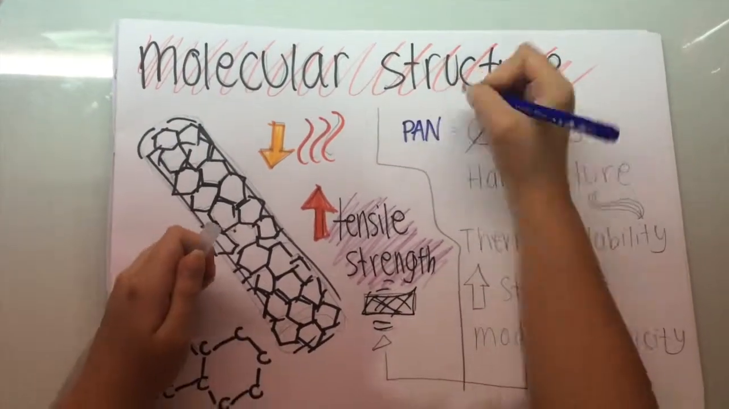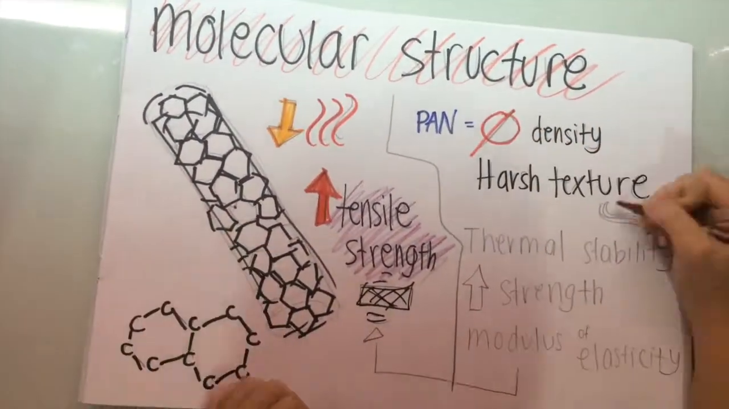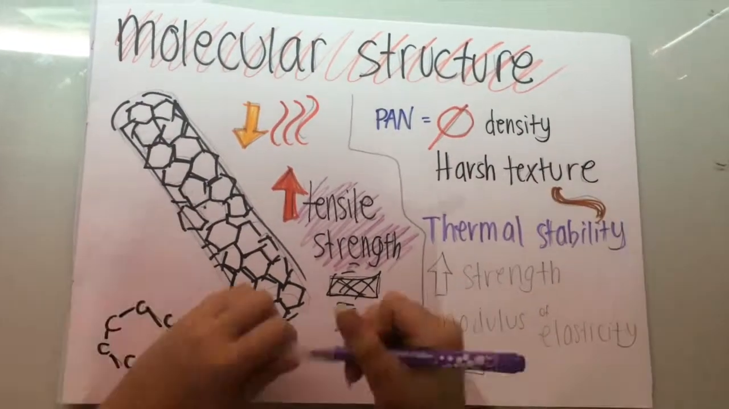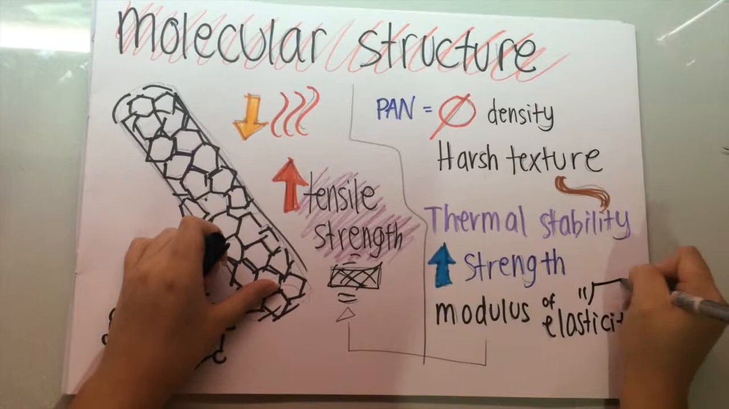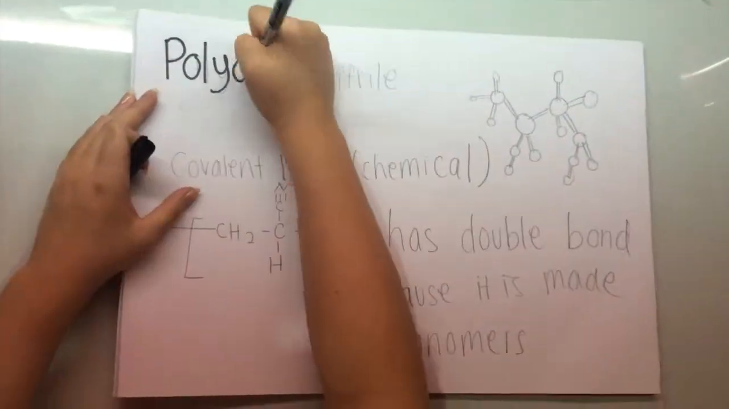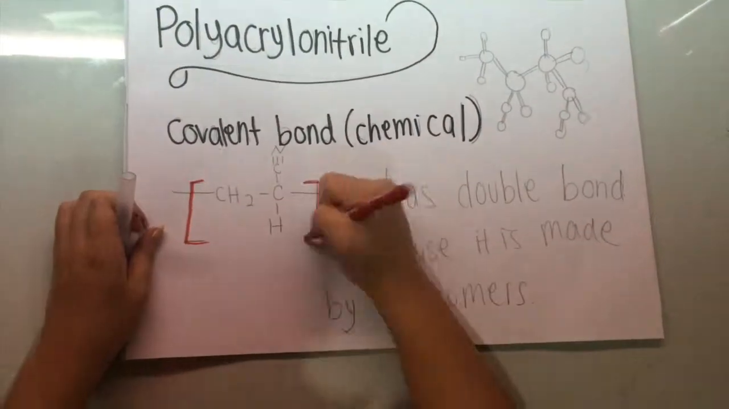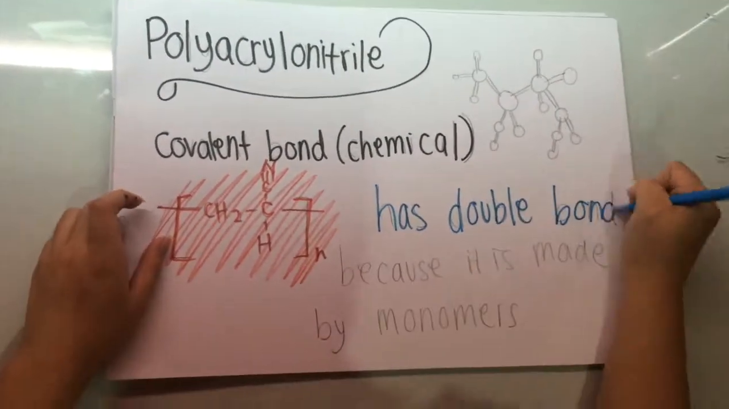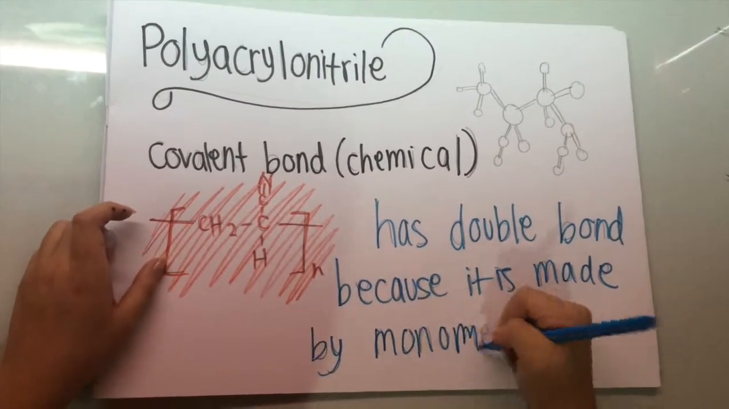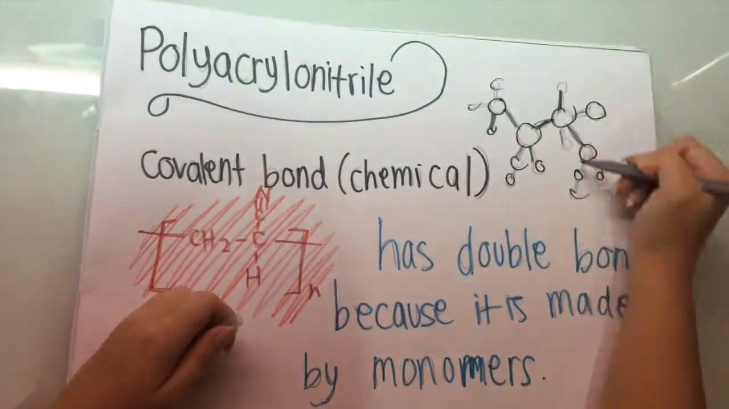PAN, or polyacrylonitrile, is a crucial ingredient in carbon fiber and has low density, a harsh texture similar to horsehair, thermal stability, high strength, a high modulus of elasticity, and high tensile strength. More about polyacrylonitrile: it has a chemical covalent bond and is a double bond because it is made of monomers. Furthermore, above is a molecular structure of PAN.